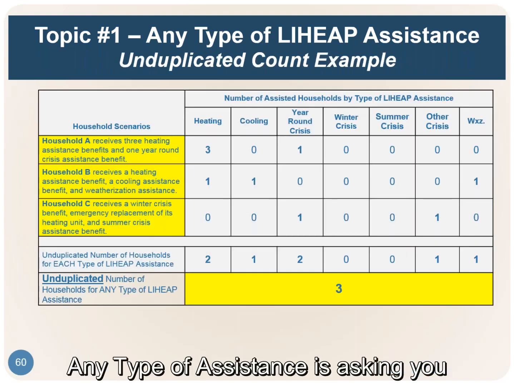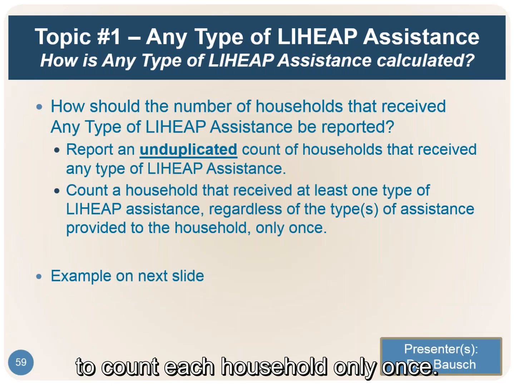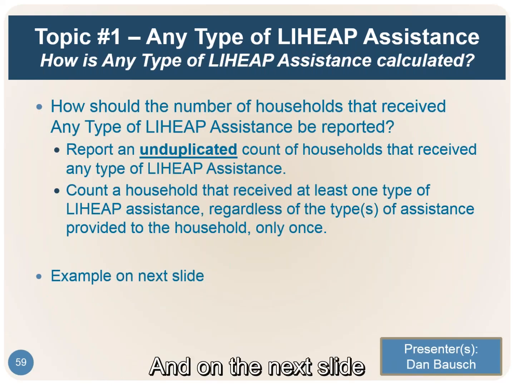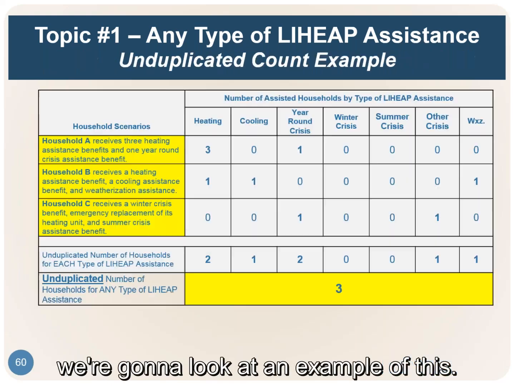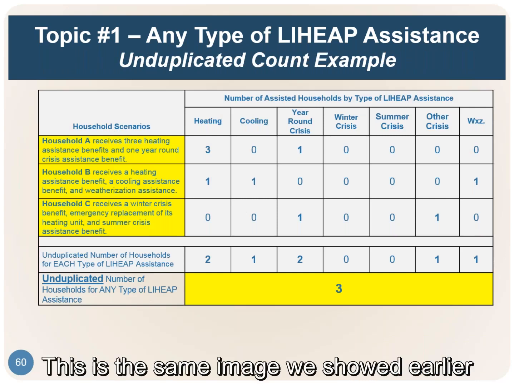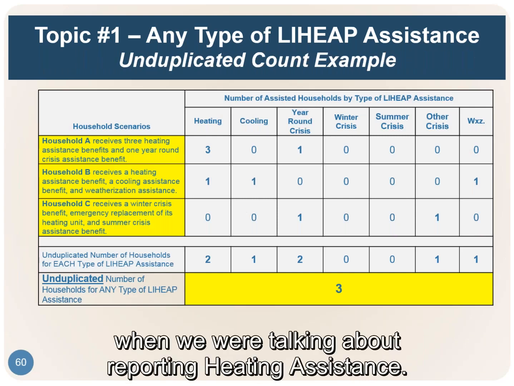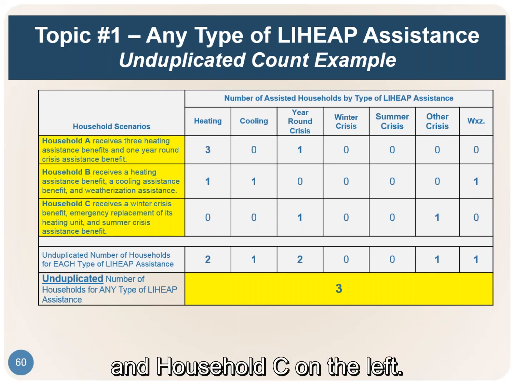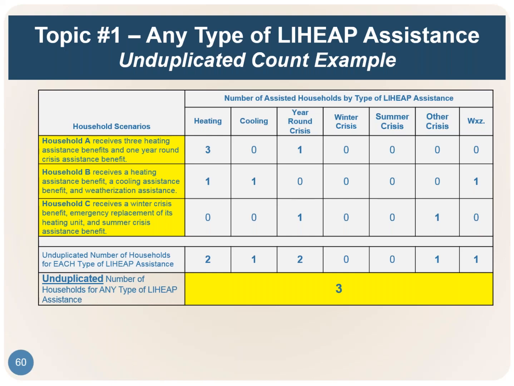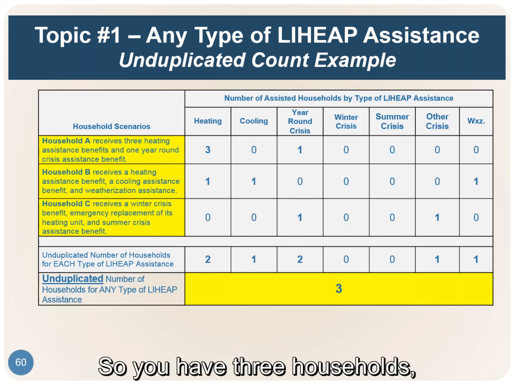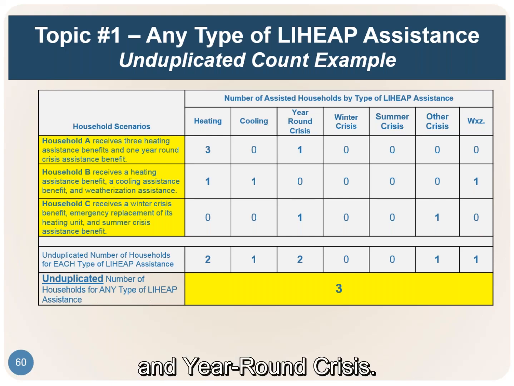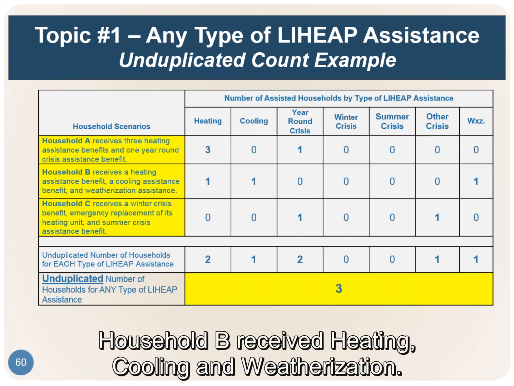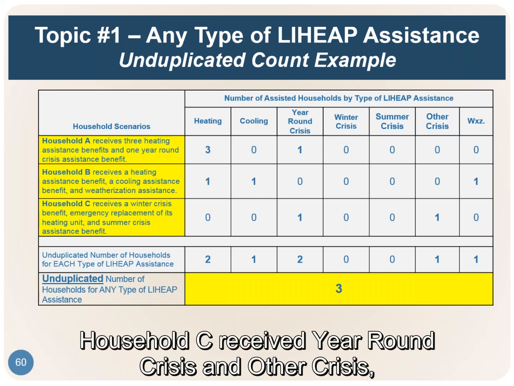Any type of assistance is asking you to count each household only once. And on the next slide, we're going to look at an example of this. This is the same image we showed earlier when we were talking about reporting heating assistance. Again, you have household A, household B, and household C on the left. So you have three households. Household A received heating and year-round crisis. Household B received heating, cooling, and weatherization. Household C received year-round crisis and other crisis.